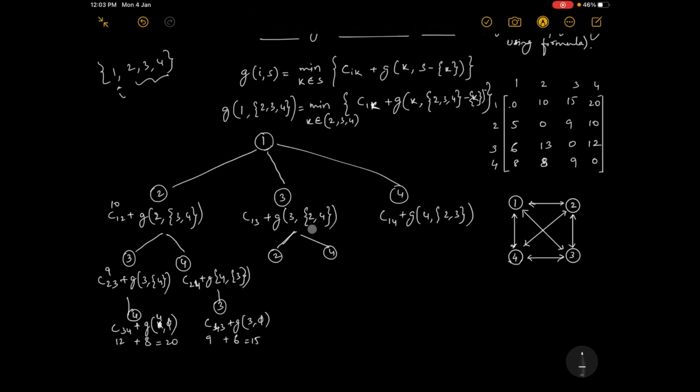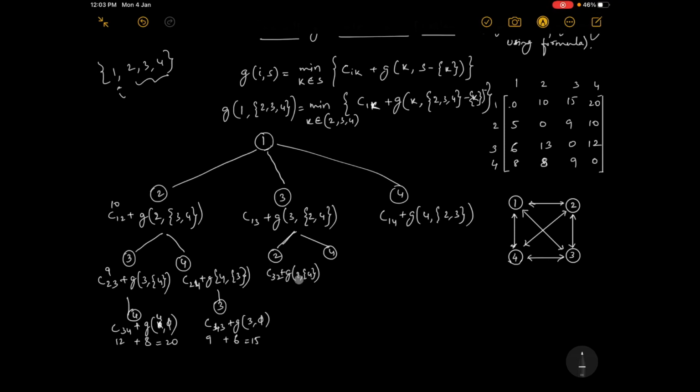Correct? There are only 2 positions left, 2 or 4. Just like here 3 and 4, here 2 and 4. So it is C 3 2, correct? Because I is 3, K is 2. So C 3 2 plus G of 2 comma 4. So hope you understood, correct?